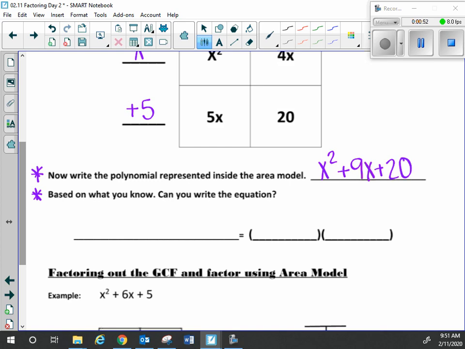So the center was x squared plus 9x plus 20, and that would be the equivalent of x plus 4 times x plus 5. Very good. So that's exactly what we did yesterday with factors, but we used tiles. Today, making that transition over to using the area model without using tiles.